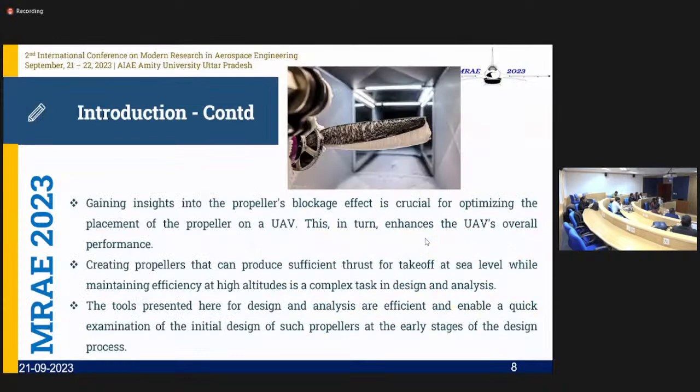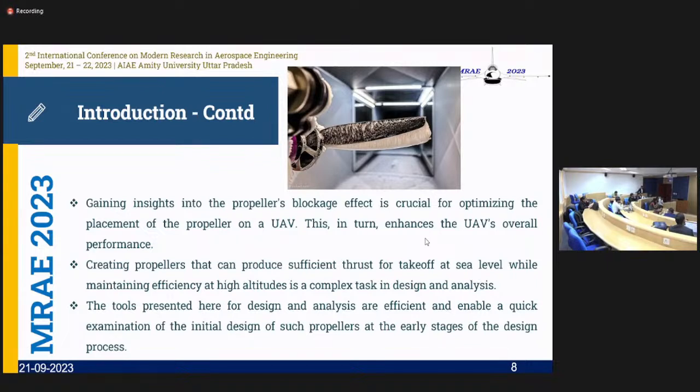So gaining these insights into the propeller blockage effect is crucial for optimizing the placement of propellers on a UAV. This in turn enhances the UAV's overall performance. Creating propellers that can produce sufficient thrust for takeoff at sea level while maintaining efficiency at high altitudes is a complex task in design and analysis.